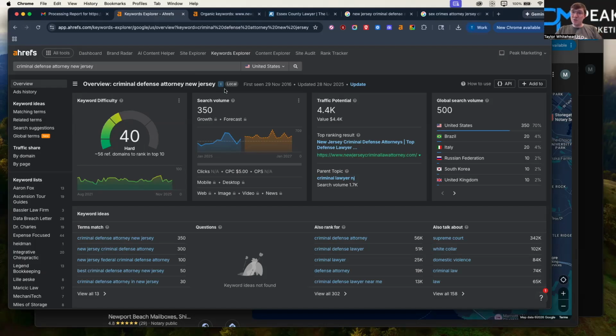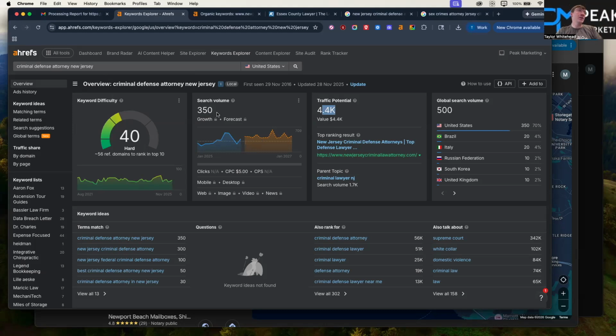Okay, so now that we understand user intent, let's talk a little bit about volume. Okay, so search volume, this number right here, signifies how many searches per month exist for that one keyword. So keep in mind, this particular search volume, we're only looking at criminal defense attorney New Jersey and nothing else. Okay, it's only looking at that one keyword. Traffic potential, like we already discussed, is looking at a lot of variations of that keyword that exist and saying, okay, you could get up to 4,400 visits because of ranking for multiple keywords of this variation.